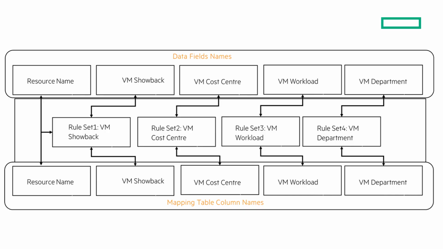At this stage, we will define rule sets to connect consumption analytics data fields with the correct columns in our mapping data table. These rules use a common identifier such as resource name to enrich raw usage data with business context like VM name, cost center, workload, and business unit. Once applied, this mapping ensures that memory-based consumption is accurately classified and ready for showback reporting.